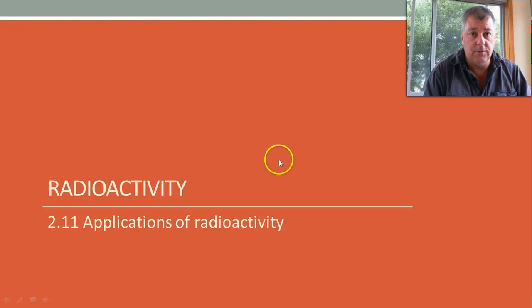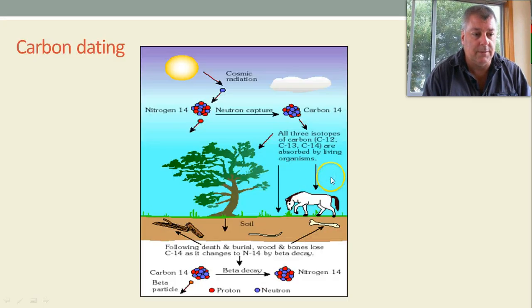Hello, let's do video number 11 in radioactivity, some applications of what we've learnt in radioactivity. Carbon dating is probably a very common example used in radioactivity, and let's just quickly go through what it is. It's a dating technique that can be used to date things up to about 30,000 years old, and therefore it's used a lot in archaeology and things like that.